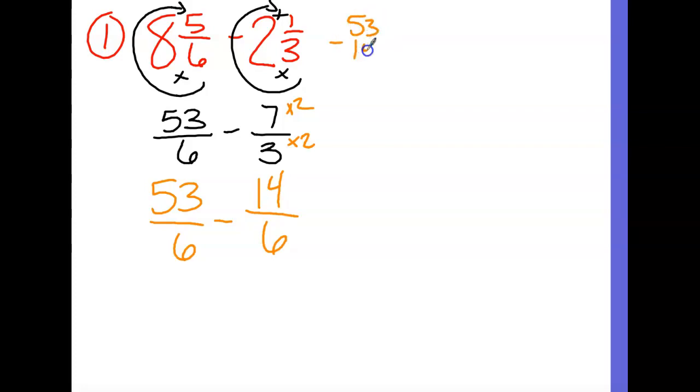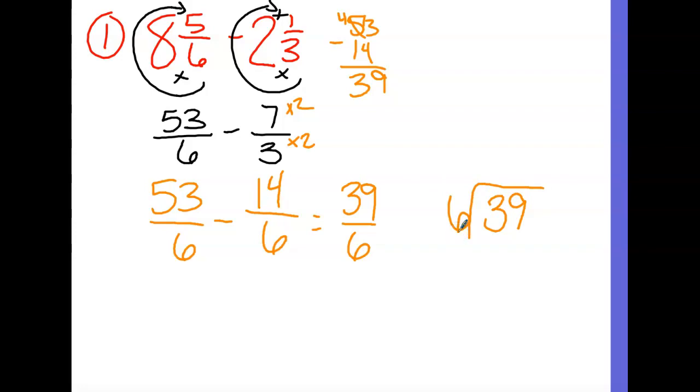53 minus 14. 3 minus 4, can't do it, so I have to borrow. 13 minus 4? 9. 4 minus 1? So I'd get 39 over 6. Okay, that's not hard. So now I got an improper fraction. So now I need to change it to a mixed number. So I can take 39, divide by 6. How many times can 6 go into 39? 6. 6 times 6 is 36. Subtract and you get 3. So what's my denominator? 6.